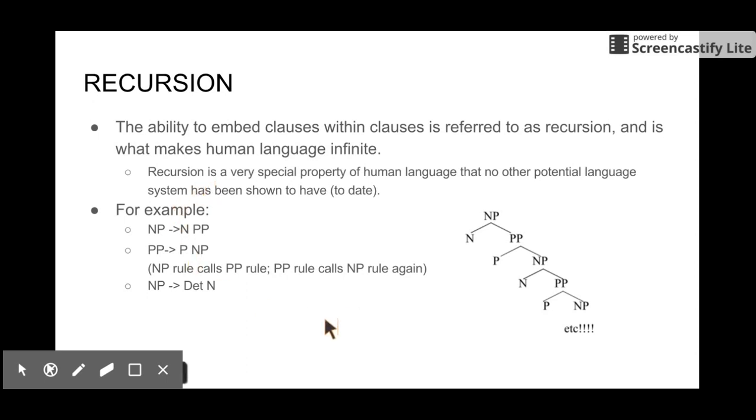And here's an example of recursion. So for example, we have an NP rule, which is: NP consists of N and PP. And then we have a PP rule, which is: PP consists of P and NP. And these two rules will call each other. So this PP can contain an NP, and then NP goes back to call PP. Then we can have a structure like this: NP with a head and a PP, and then PP goes with another NP, and then this NP can consist of another PP, right? So it can go on and on. This is recursion. Okay.